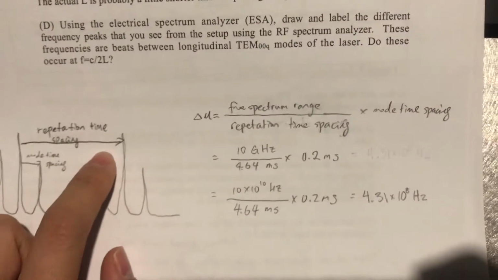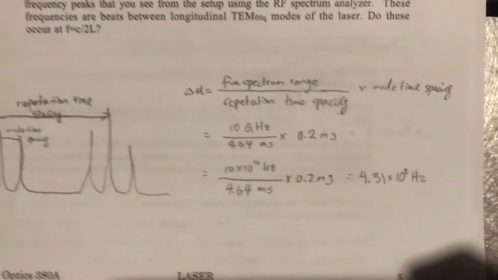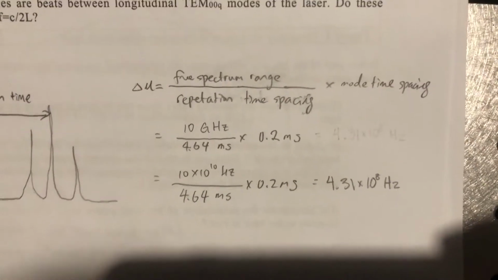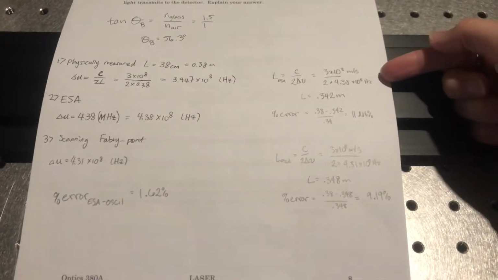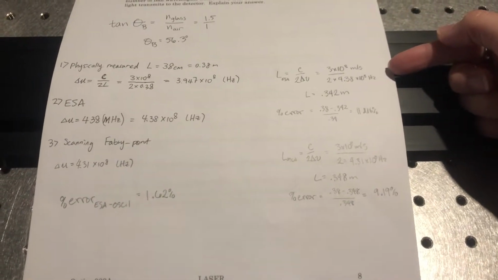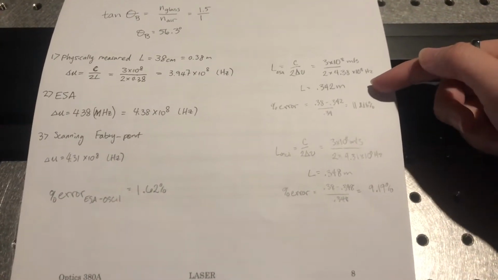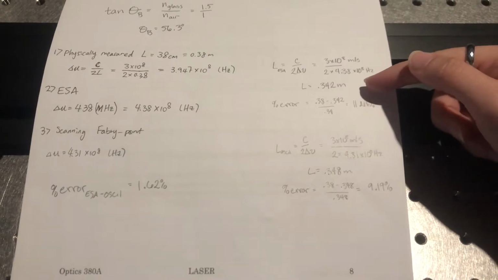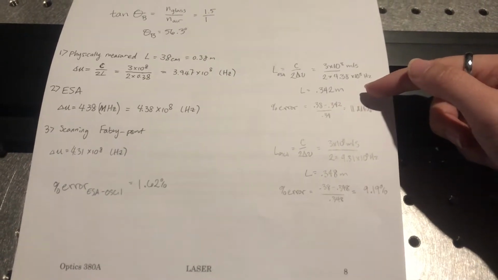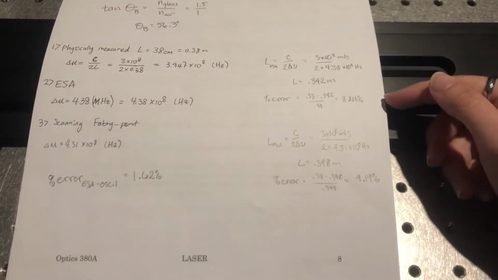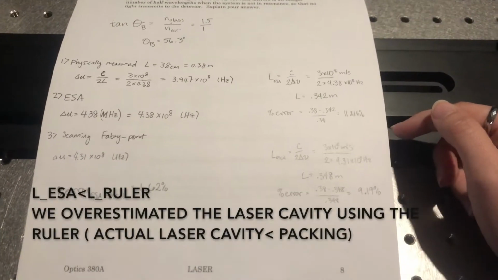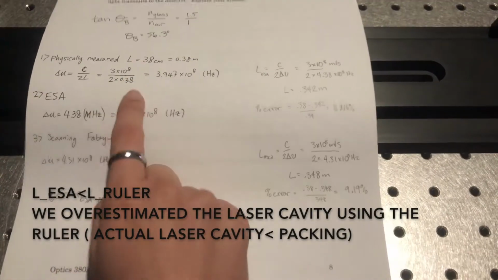We use the cursor to measure the repetition time spacing and also the mode time spacing, and here is how we do the calculation. We can back calculate the length of the laser cavity. Using the ESA, we found that the laser cavity is 34.2 centimeters, which is 11% smaller than the physical measurement.